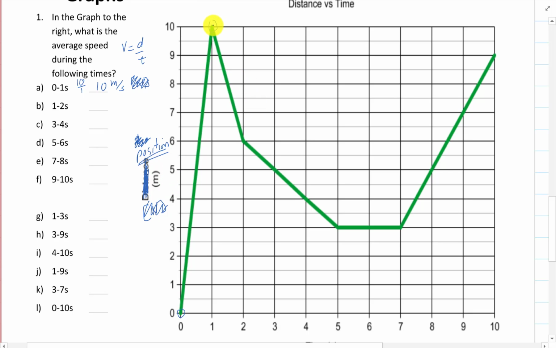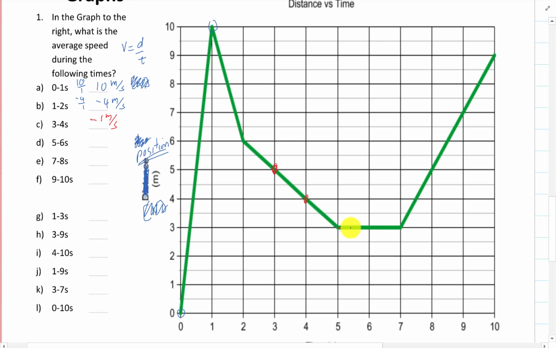1 to 2, here we go. We go from 10 to 6, that's a downwards of 4 over 1 second. That is negative 4 over 1, so that is negative 4 meters per second. But if this was one with a direction as I had here, we would actually be going south here, positive 4, but we're not doing that right now. 3 to 4. So from this position here to this position, we go down 1 over 1 second, so that would be just negative 1 meters per second.